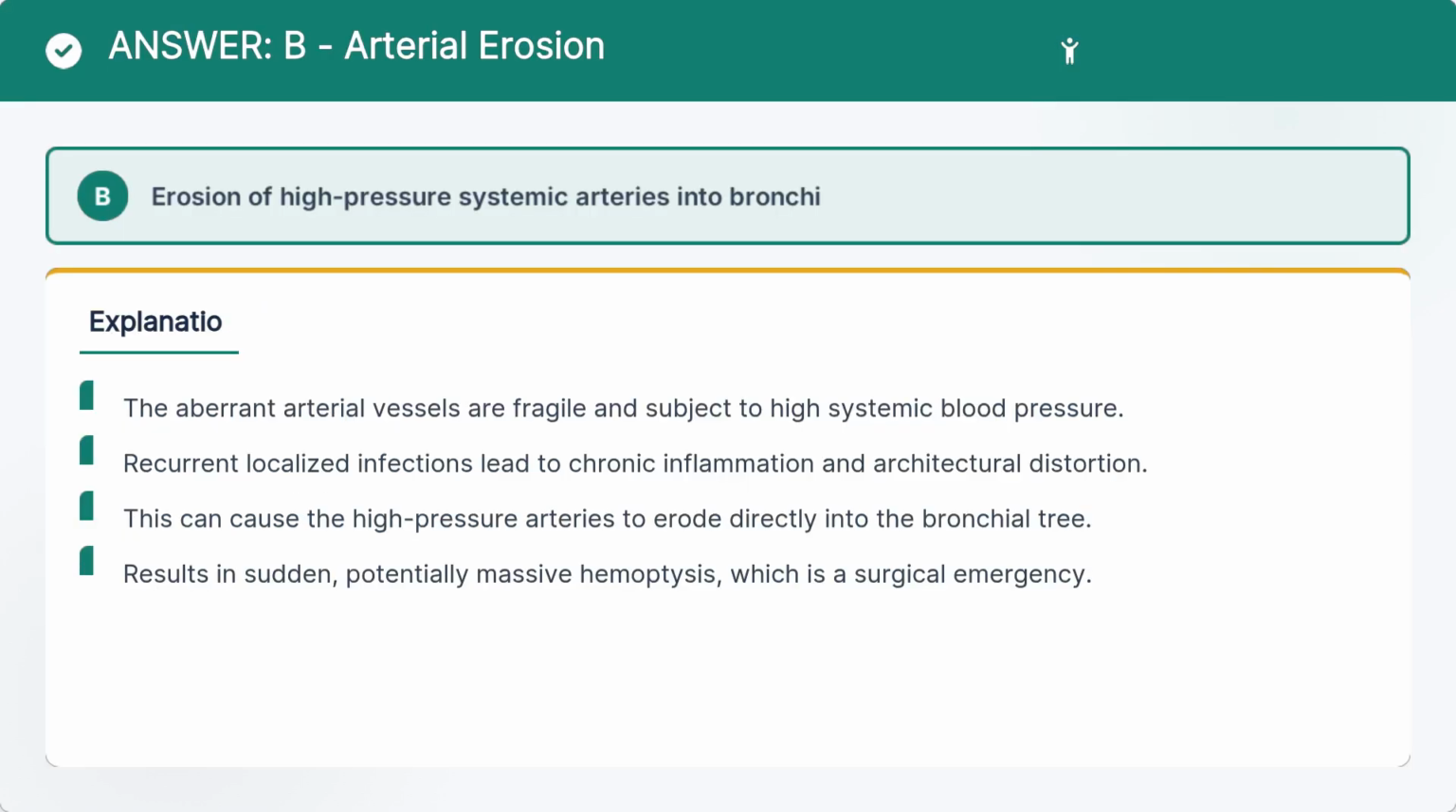The correct answer is option B, erosion of the high-pressure anomalous systemic artery into the bronchial tree. The aberrant feeding arteries carry blood at high systemic pressures and are surrounded by tissue progressively damaged by recurrent infection. With each episode, chronic inflammation and architectural distortion gradually weaken the vessel wall and its surroundings. Over time, this causes the high-pressure arterial wall to erode directly into the adjacent bronchial tree. When the vessel breaches the airway wall, the patient experiences sudden, potentially massive hemoptysis. This is a surgical emergency and one of the strongest arguments for elective resection before this complication ever arises.